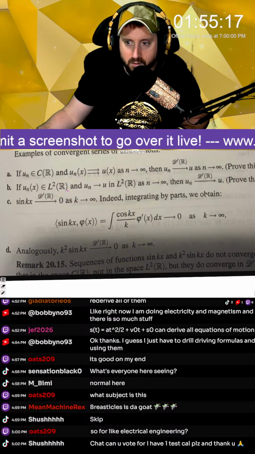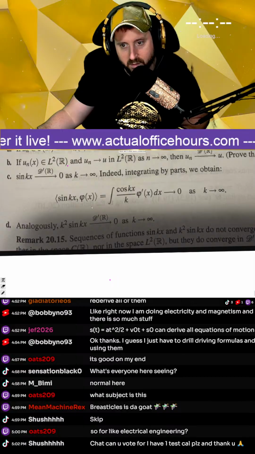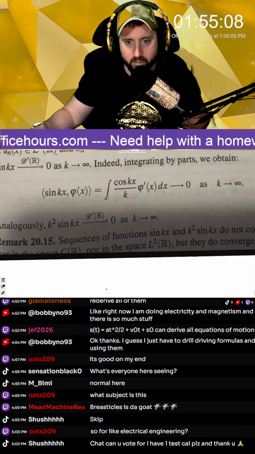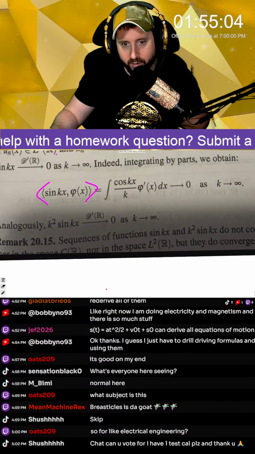And then integrating by parts, we obtain. This looks like bra-ket notation to me. Yeah, that's right. We do this in quantum a lot. Inner product. Yeah, we do this in quantum a lot. This is called bra-ket.